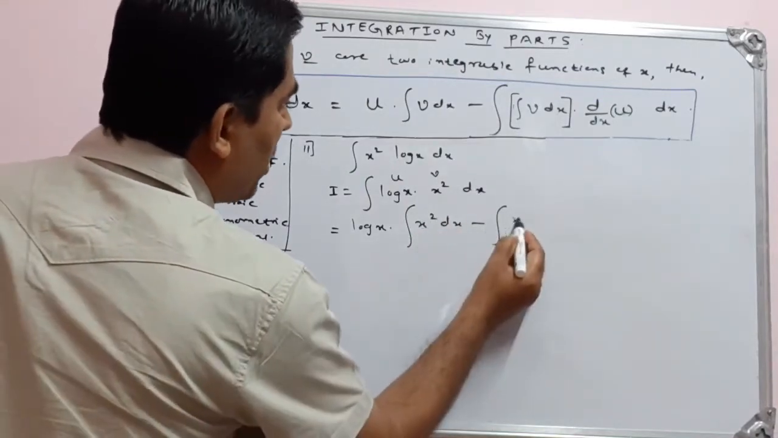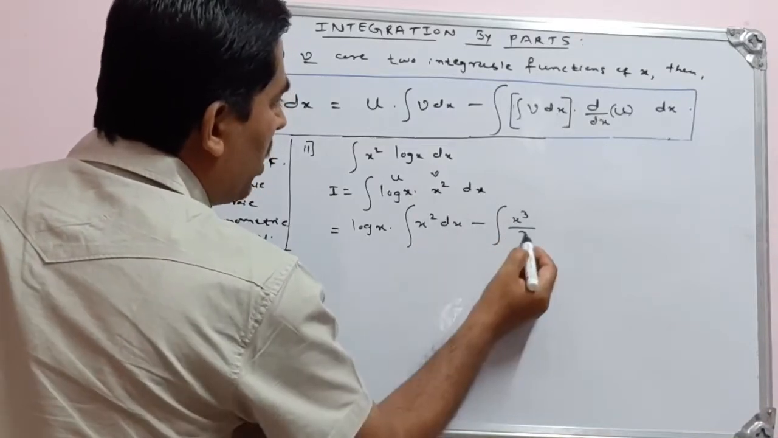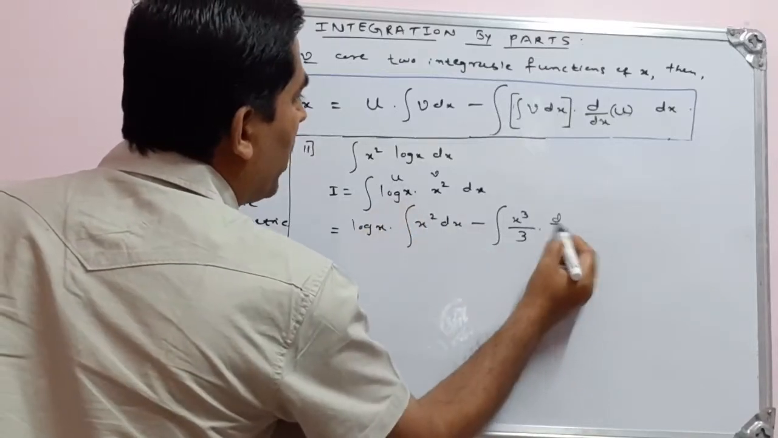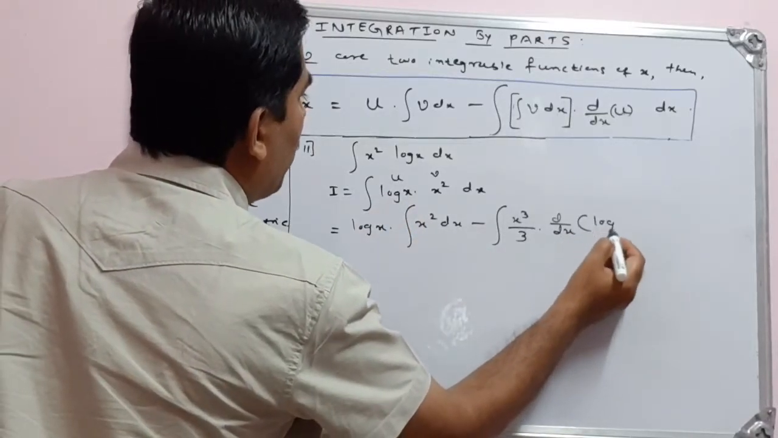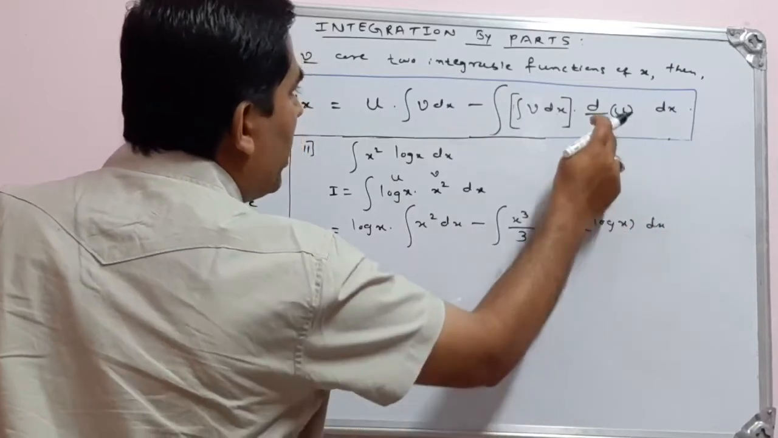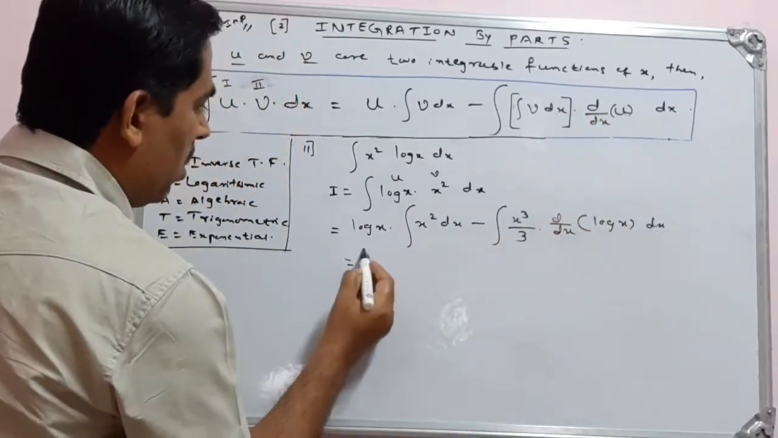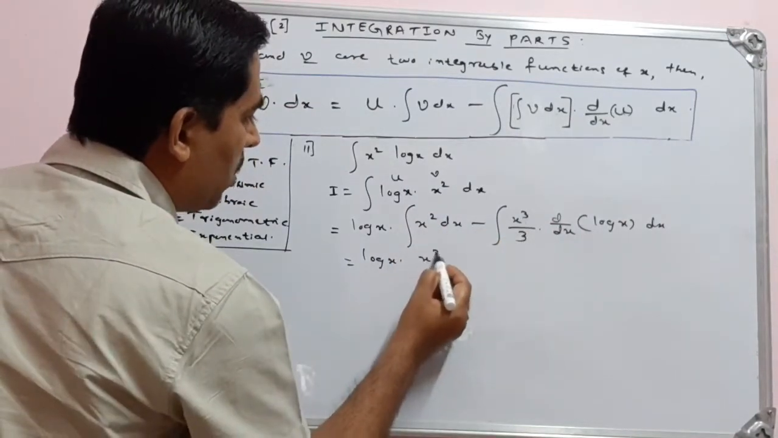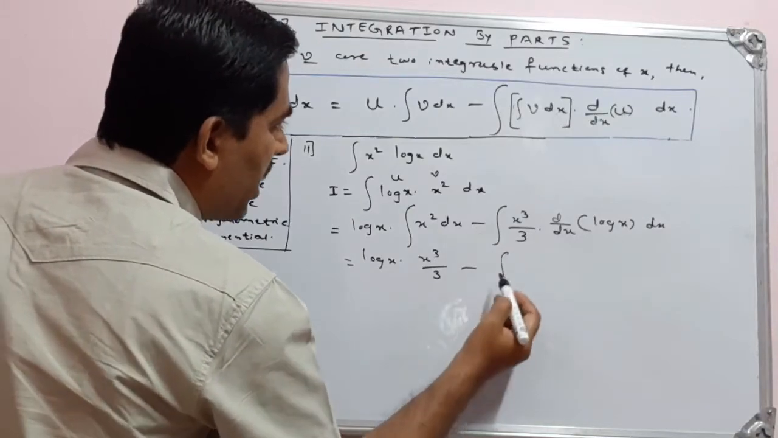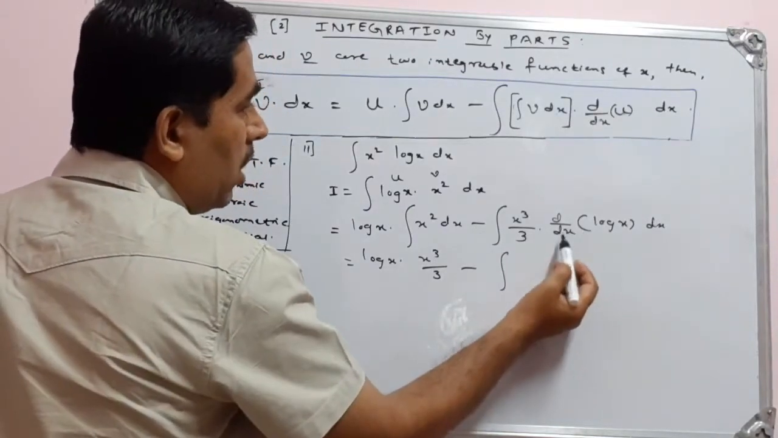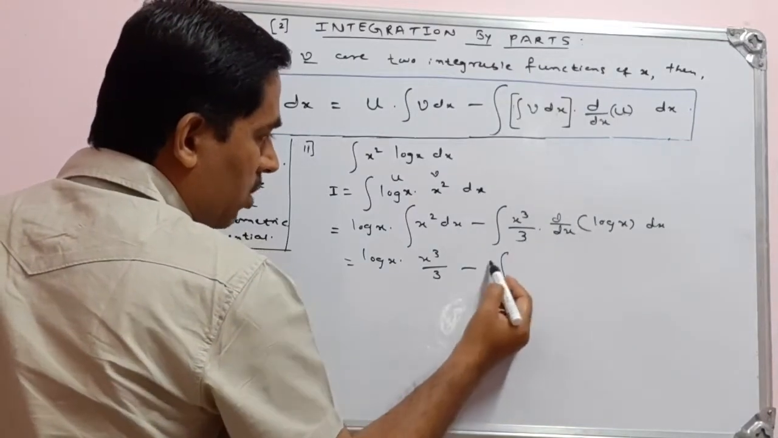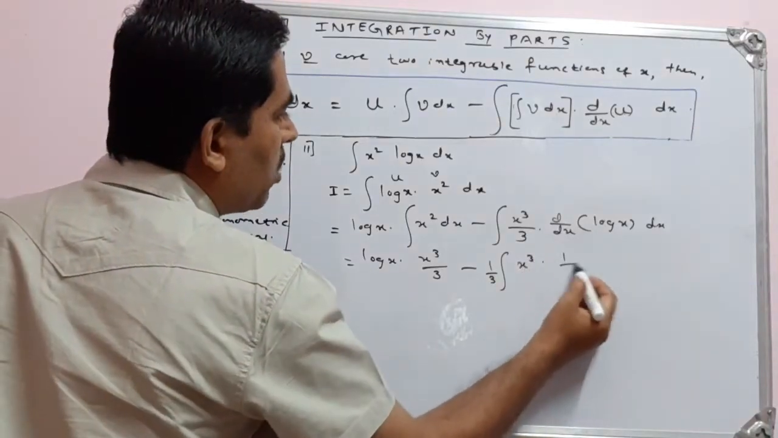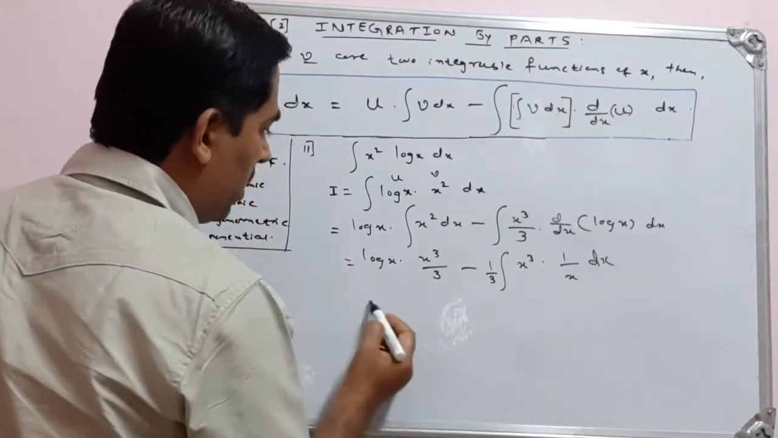So integration of x square is, observe carefully, by using the power rule, x cubed by 3 into derivative of first function. Derivative of what is our first function? Log x. That is d by dx of u, which means log x. So that is log x into integration of x square, which I have already written, x cubed divided by 3, minus integration of... this 3 is in the denominator, so that constant can be taken outside the integral sign. Then x cube into derivative of log x, which is 1 by x, with respect to x.